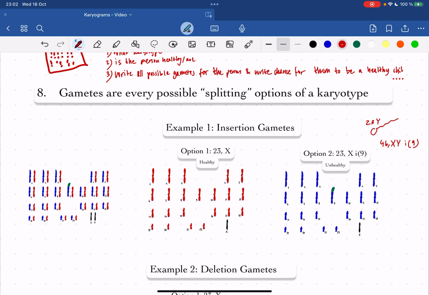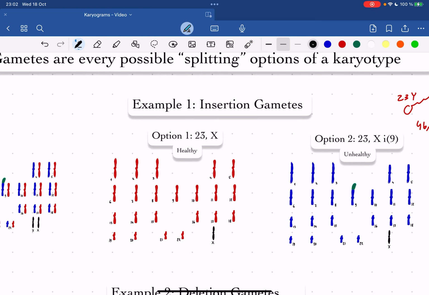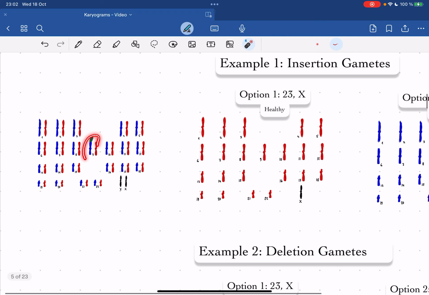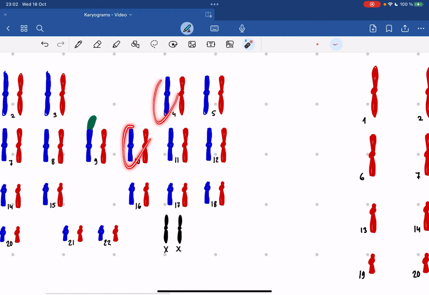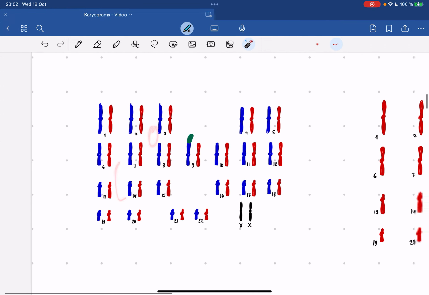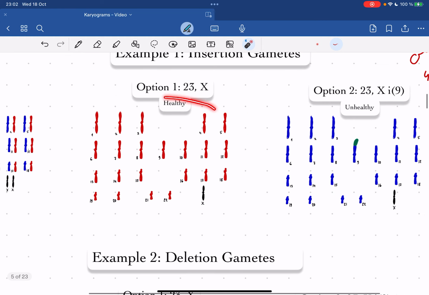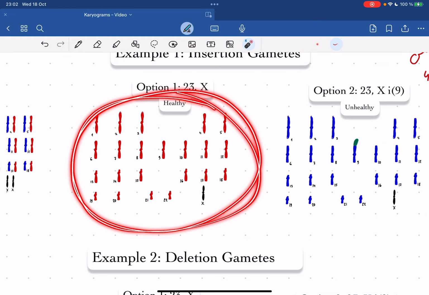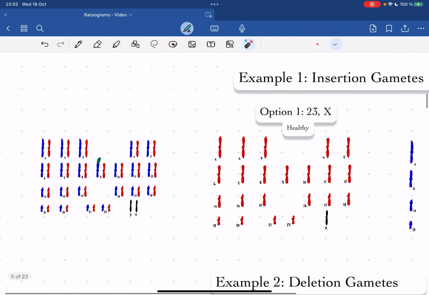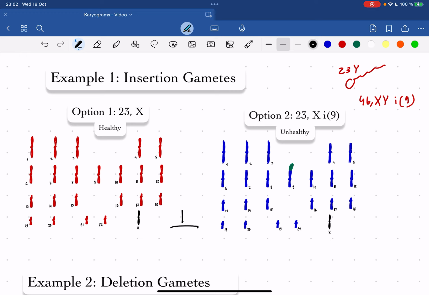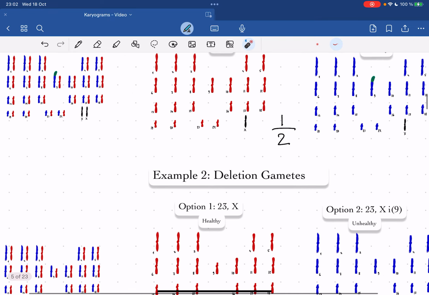So in the case of insertion gametes, this is correct all the time, no matter which chromosome is affected. It could be 10, it could be 4, it could be 3, 1, it doesn't matter. But whichever chromosome is affected, either the person gets the other healthy chromosome in the chromosome pair, just like this one right here, or the unhealthy one. So there's always a 1 in 2 chance that the gamete produced is a healthy gamete versus an unhealthy gamete.